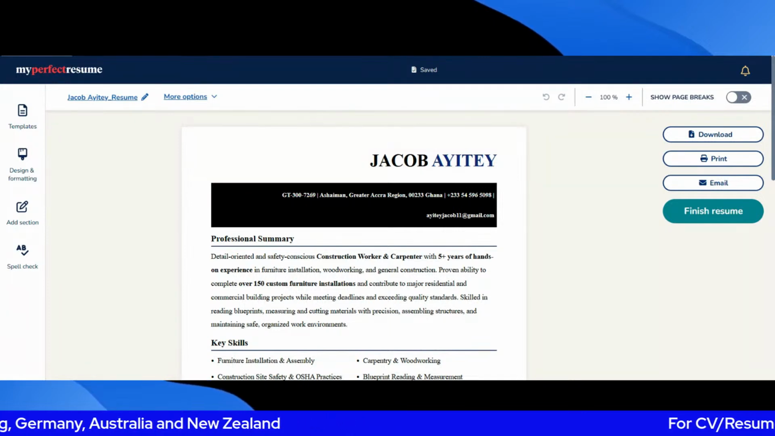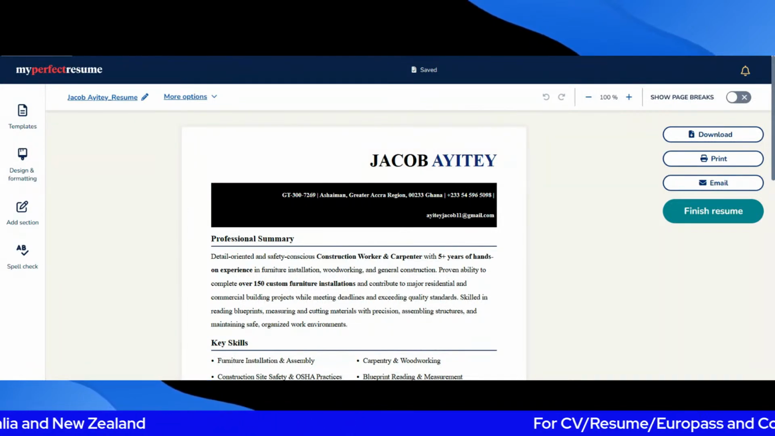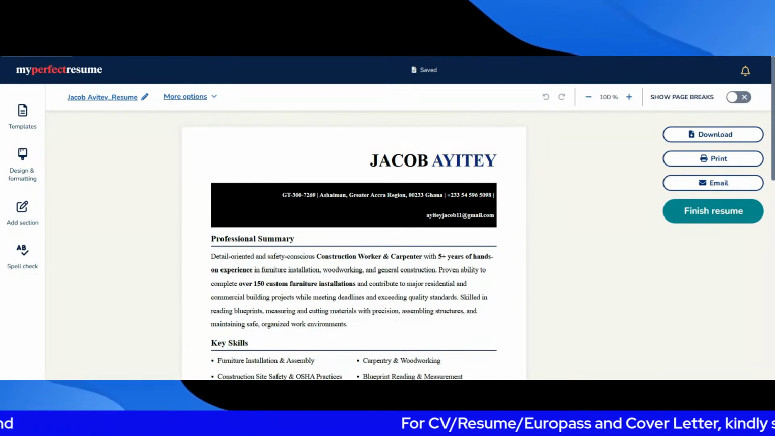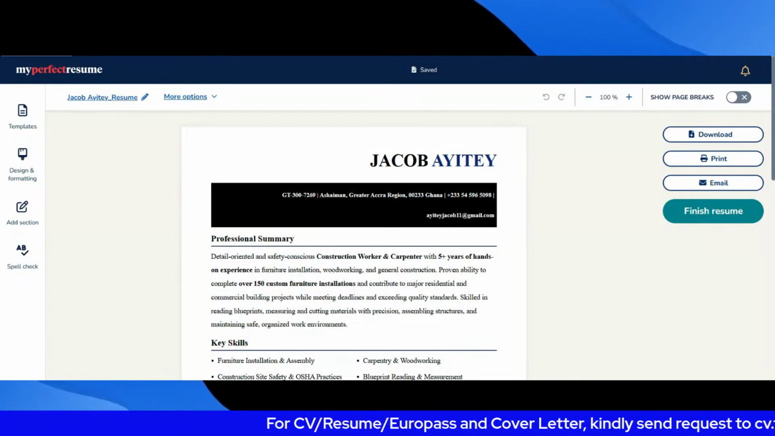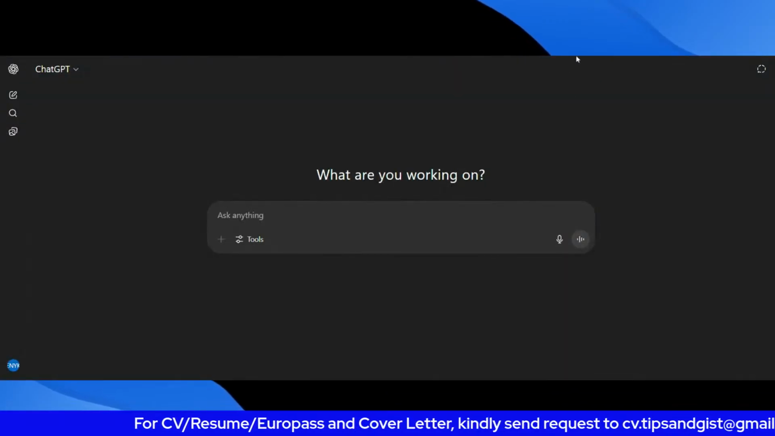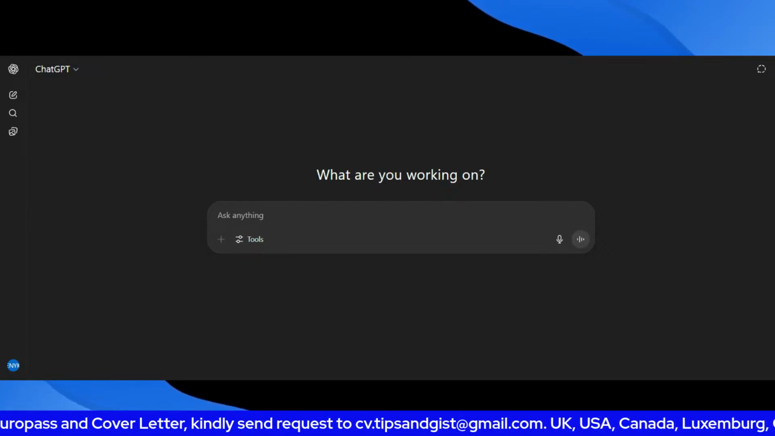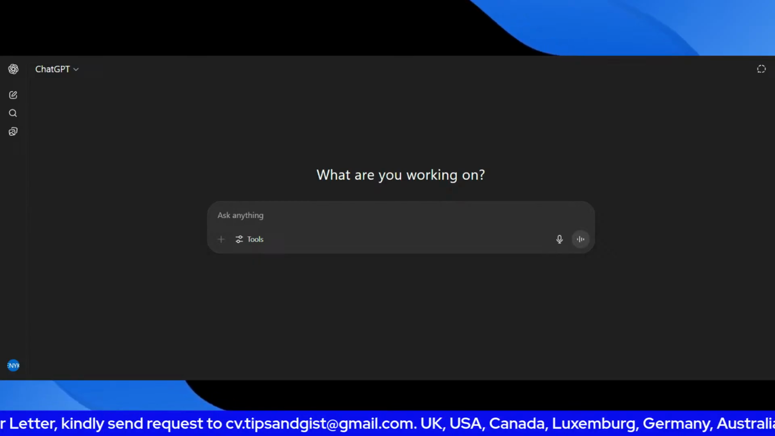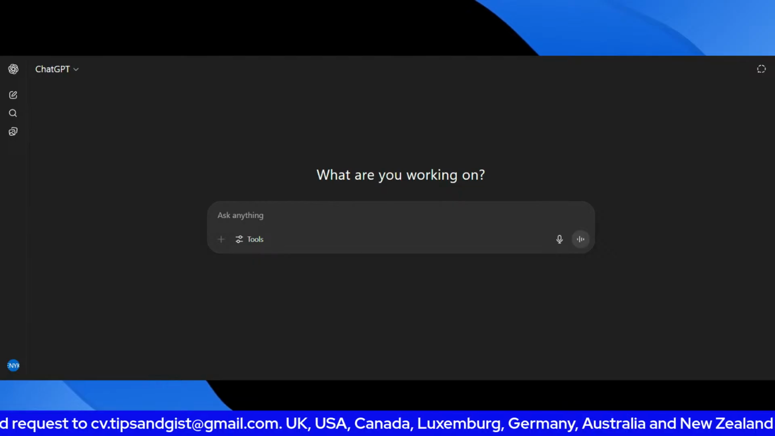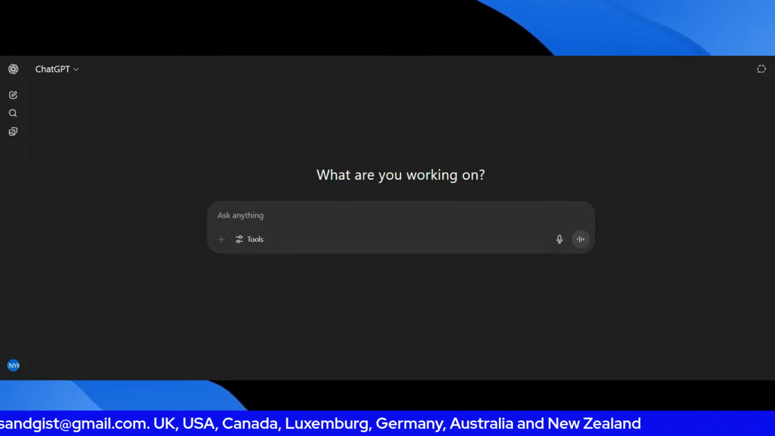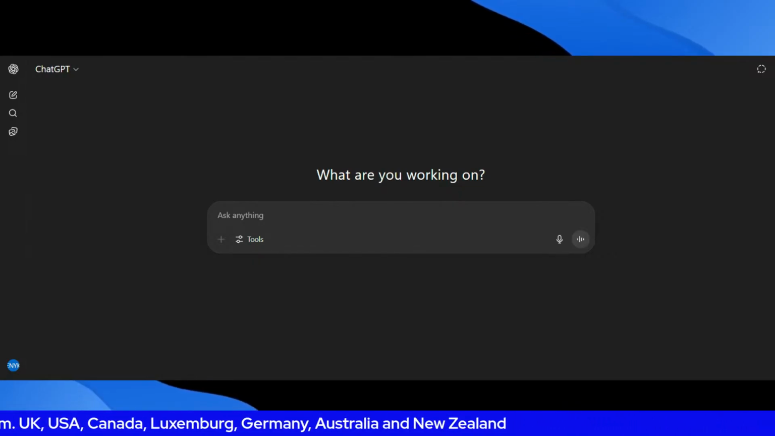Somebody will tell you to use ChatGPT to write your resume. I tell people don't. Okay, don't use ChatGPT to write your resume. Why? Because ChatGPT was not designed for resume. ChatGPT was designed for research purposes. Even though it can write a resume, it is not specialized in resume writing.